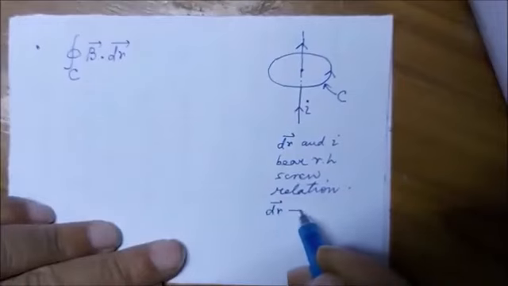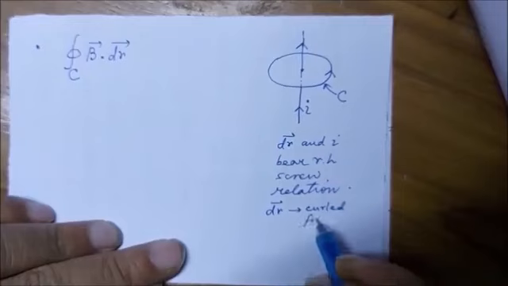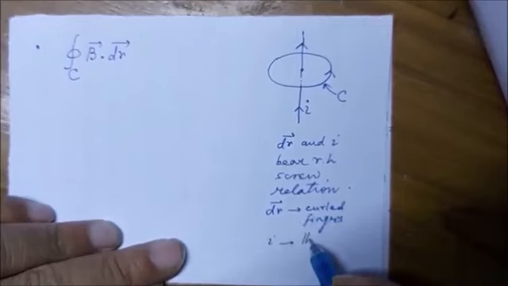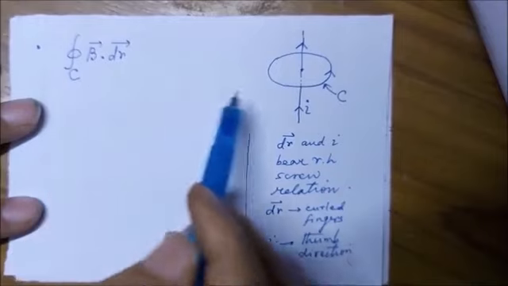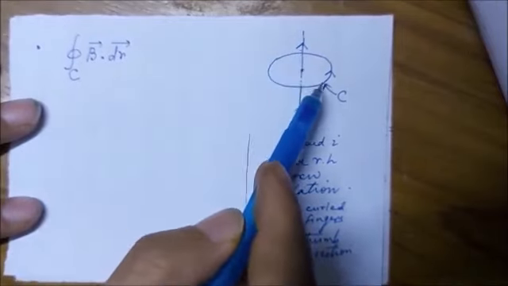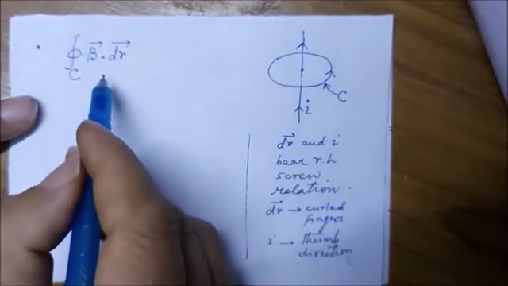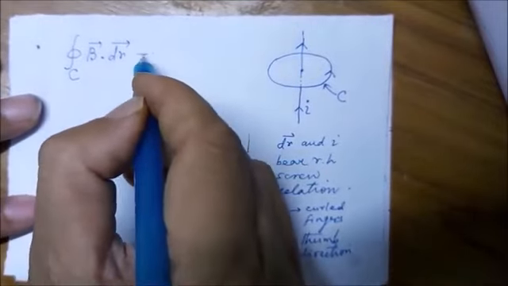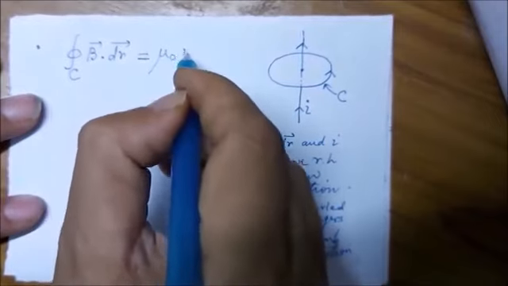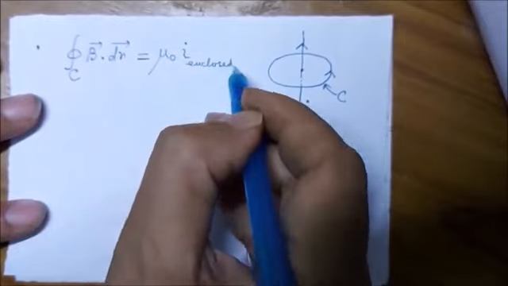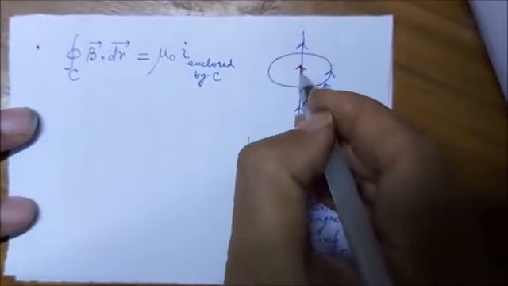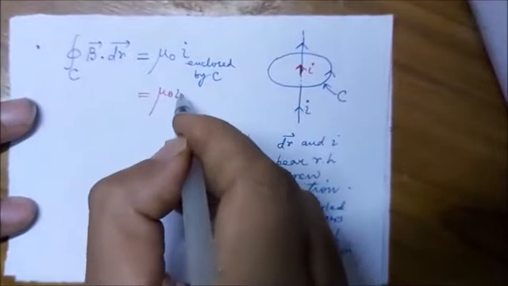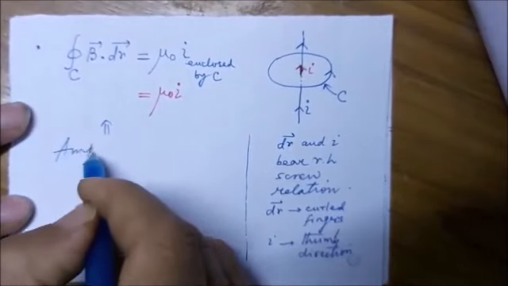So dr vector is along the curled fingers, and I should be the thumb direction. Mind it, C does not carry any current. Current is flowing along this wire, which creates magnetic induction at each and every point on C. Now this is the famous Ampere circuital law. So the right hand side is well known, and it is mu 0 into I enclosed by C, and this C encloses current I, and therefore this turns out to be mu 0 into I. This is the famous Ampere's circuital law.